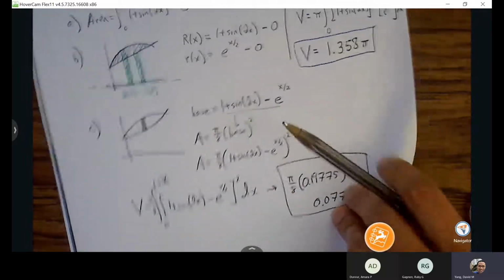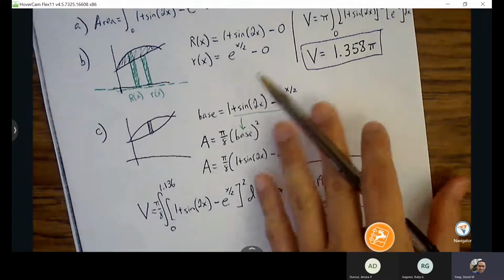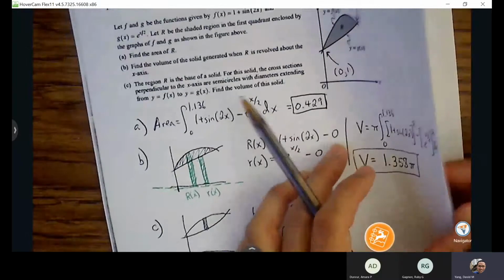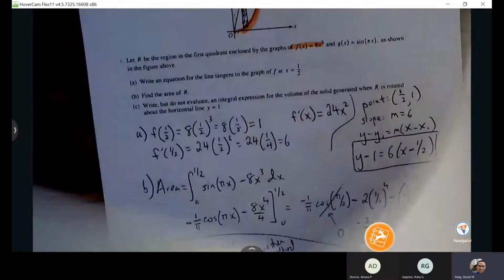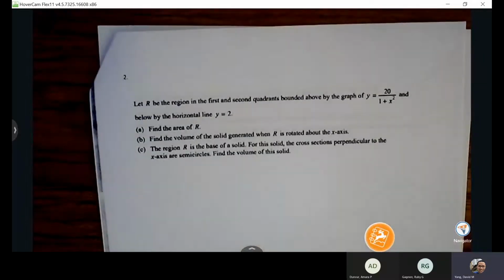Okay, number 2. Let me draw the graph for you here.